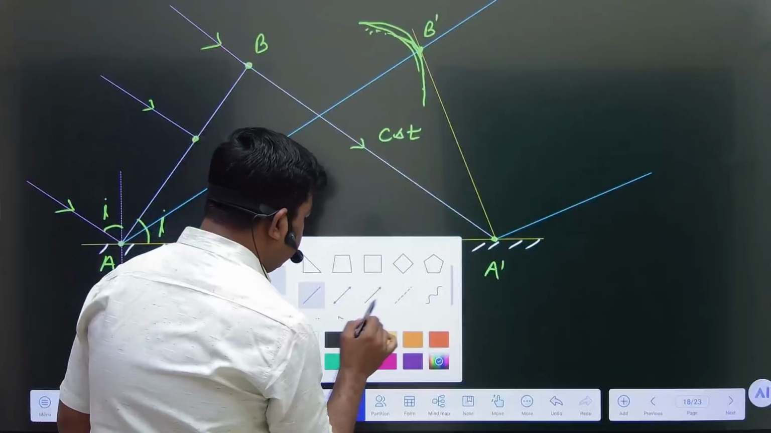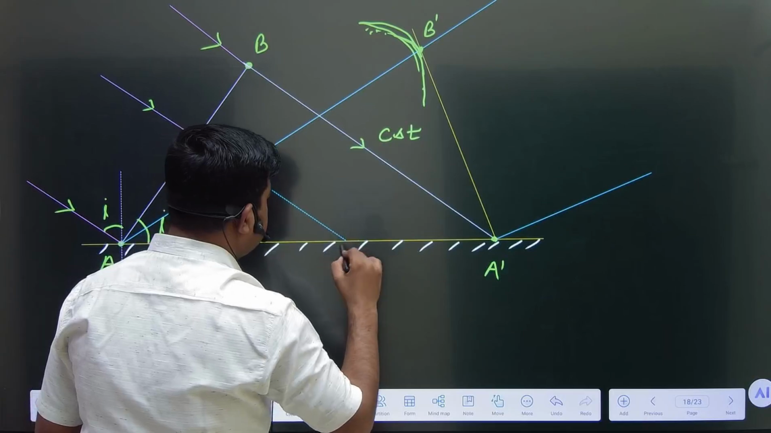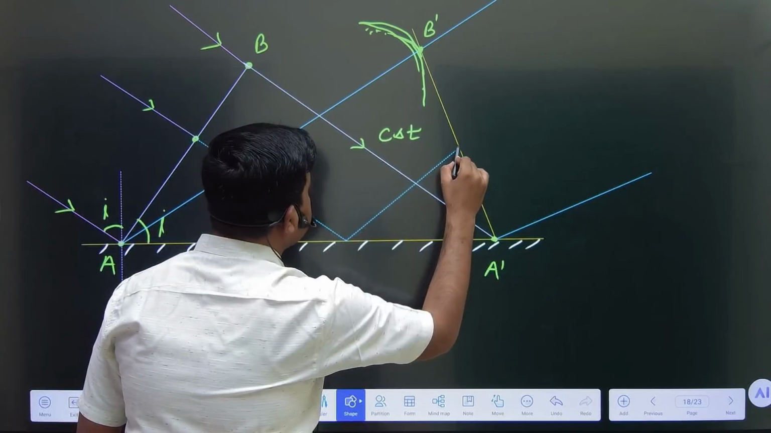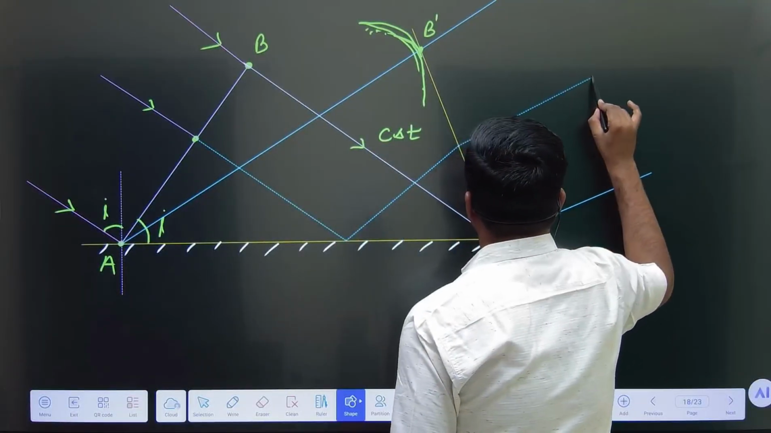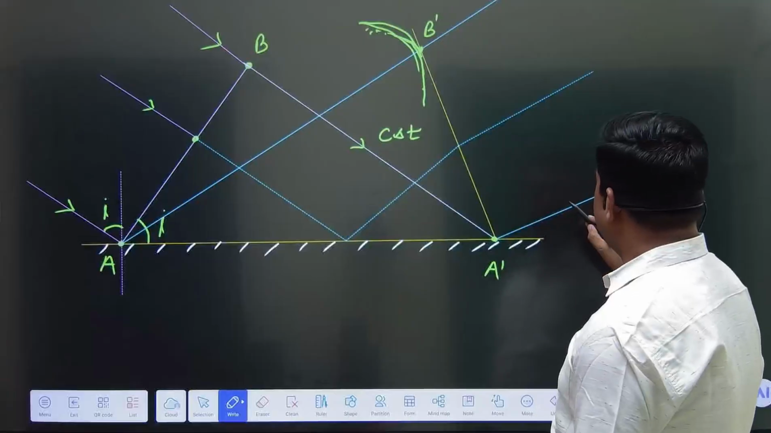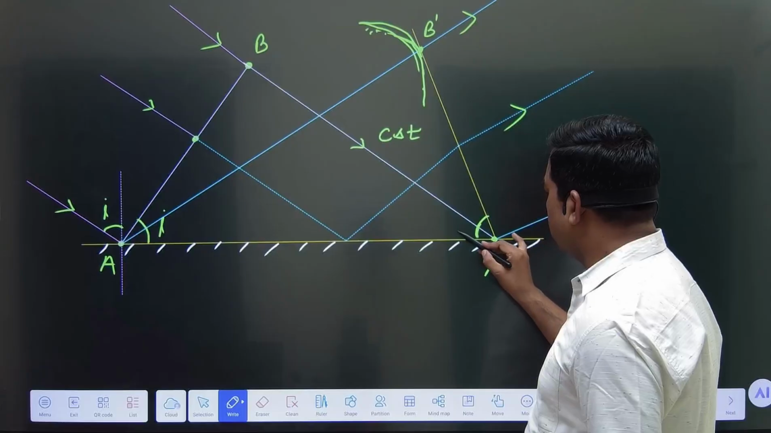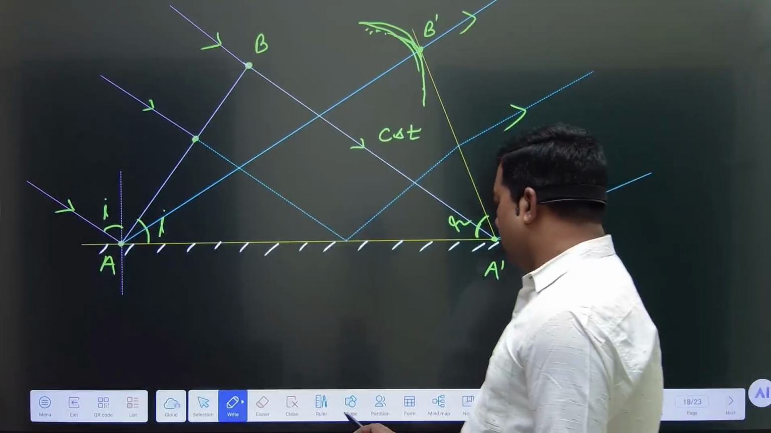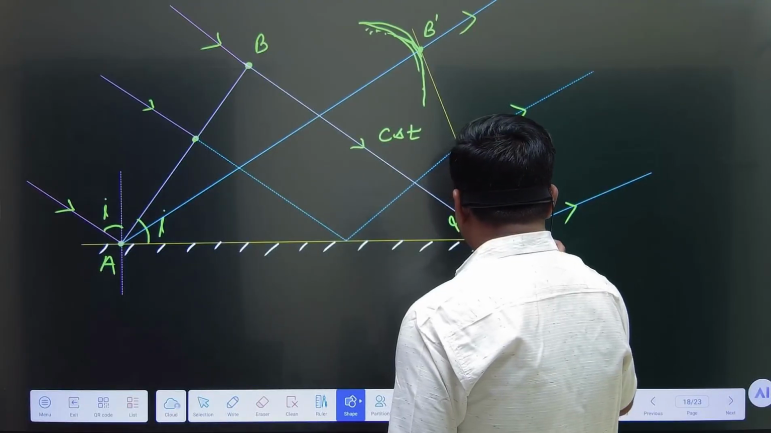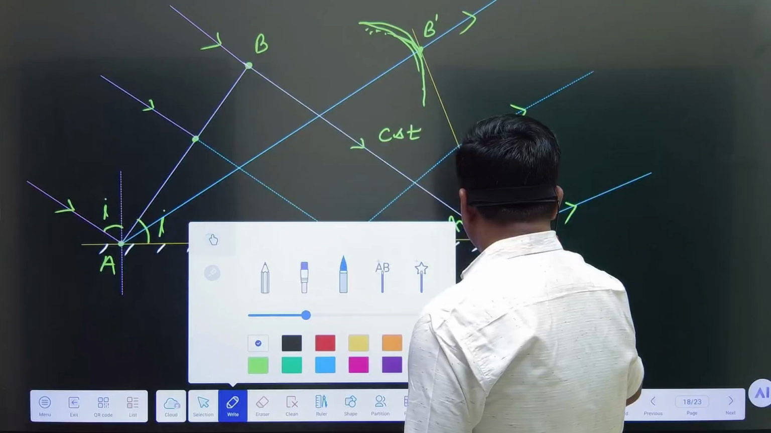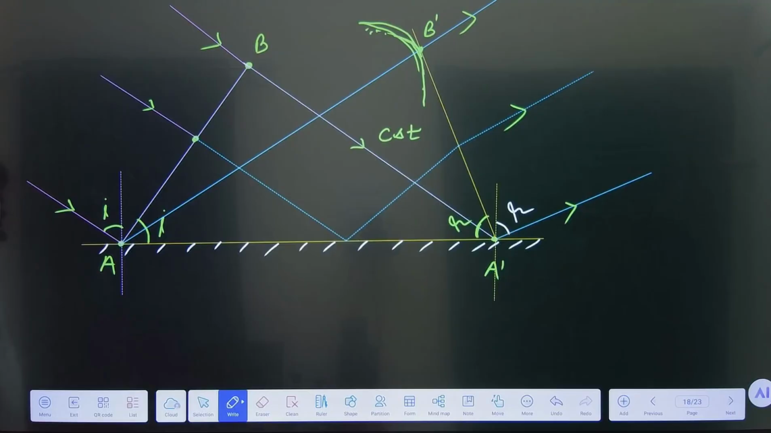This is incident on this surface, and after reflection it passes like this. So this is the surface on which the wavefront advances. We have to prove that the angle of incidence is equal to the angle of reflection. Clear to you? This angle is R, and this angle is also R. Now we have to prove the angle of incidence equal to the angle of reflection for the wavefront.